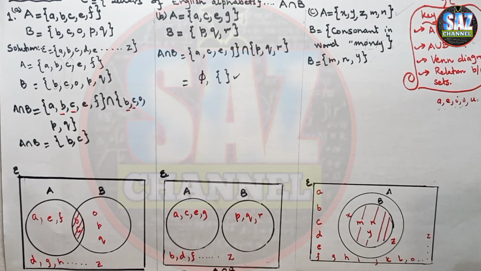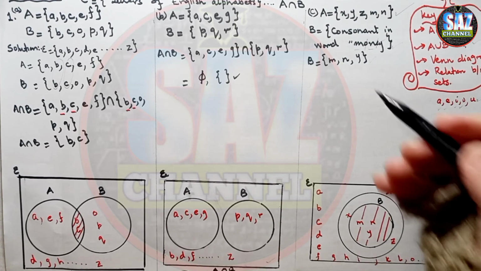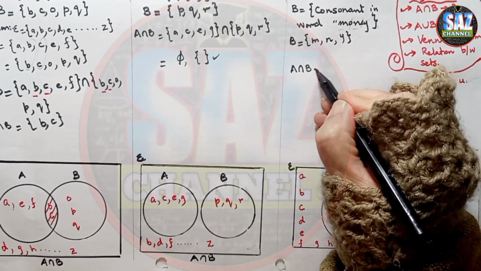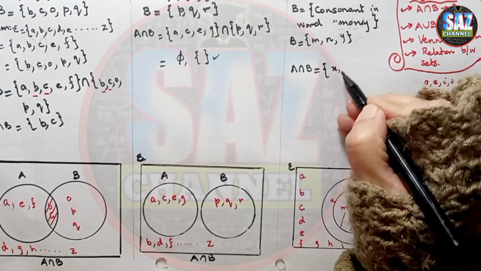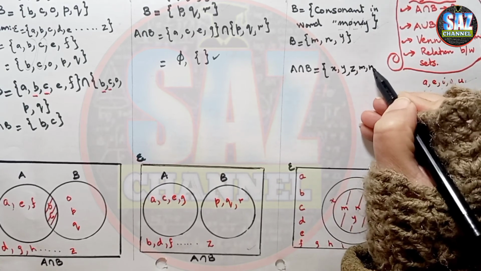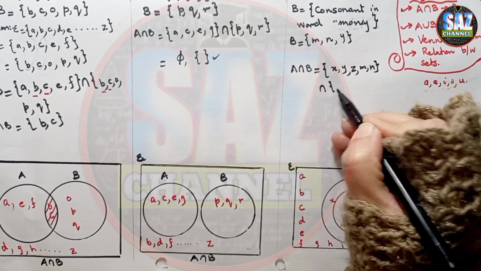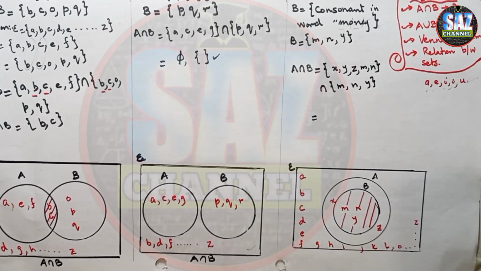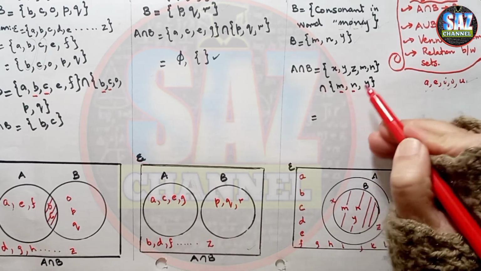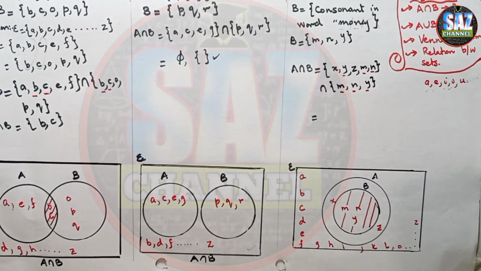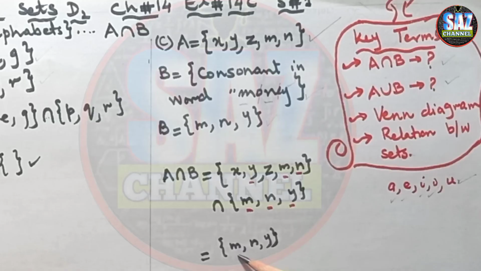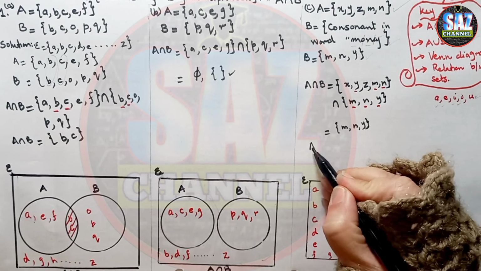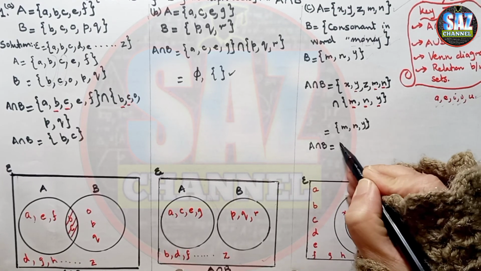Coming to how to find the intersection in this situation with the help of the formula, A intersection B equals A intersection B. First of all, I have to write the elements of A, X, Y, Z, M, and N, and then put the intersection with M, N, and Y. Now we can see that M, N, and Y are present in both the sets, so the intersection will be equal to M, N, and Y. So in case of a subset, we can say that the intersection of two sets will be equal to the subset.